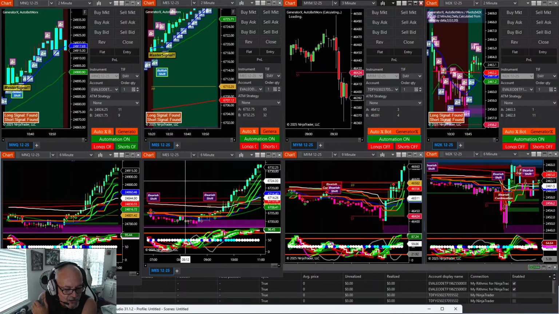The long we took didn't quite work out because of our strategy on the bot. It was a little too tight on the trailing stop once it hit four ticks. So we've made our adjustments to that in the bot for a better stop loss strategy that should work a little bit better this time.